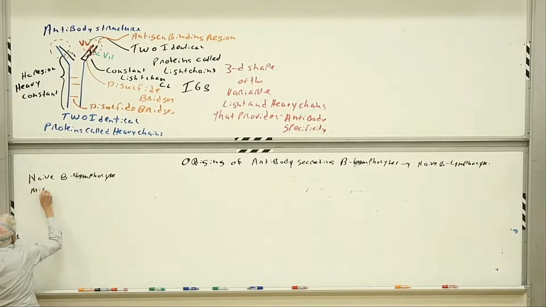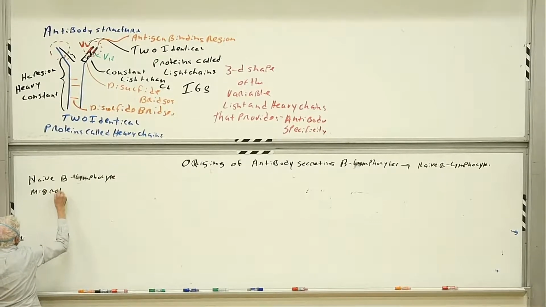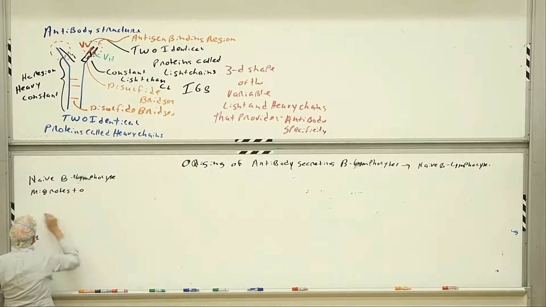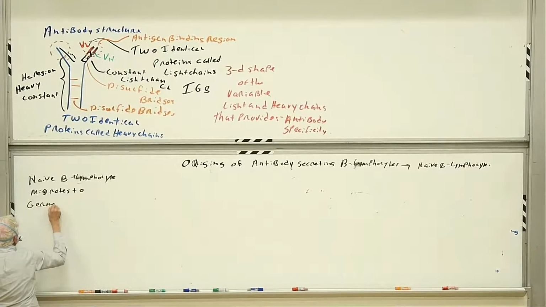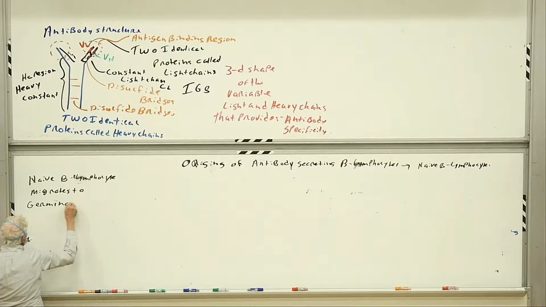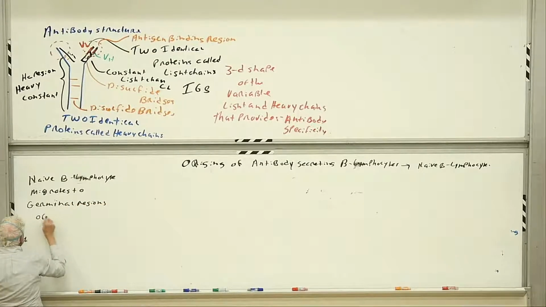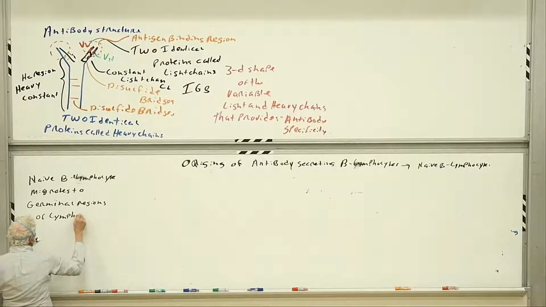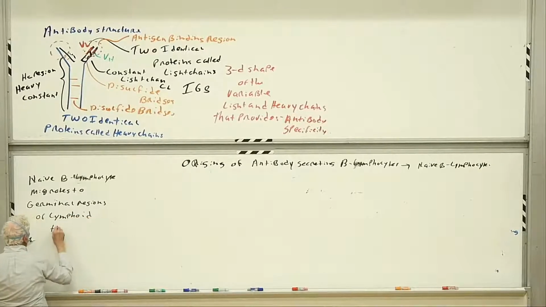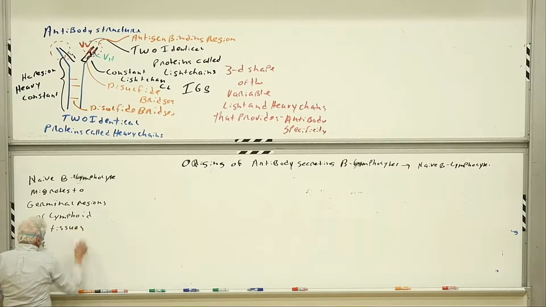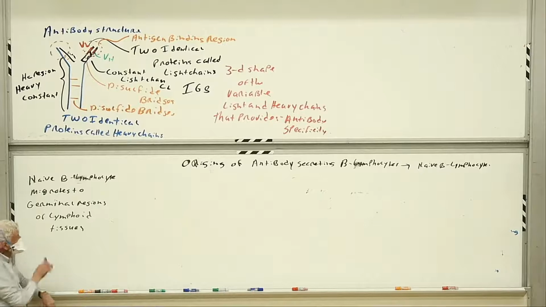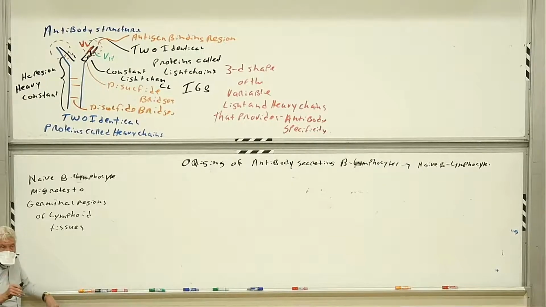migrates to germinal regions of lymphoid tissues. It might go to tonsils, it might go to the pancreas, tissues. It might go to a lymph node. It could go to the spleen. But it will go to those sites and take up residency.